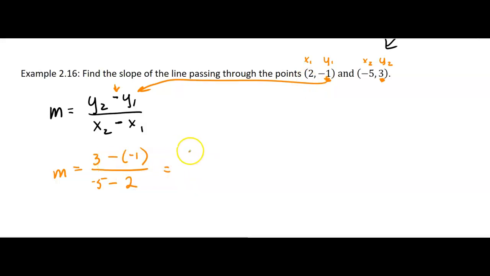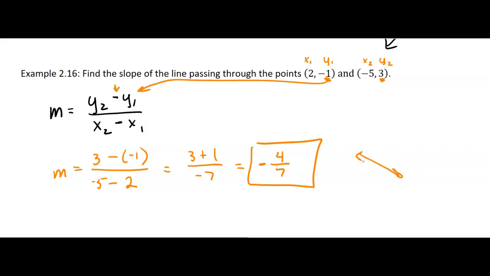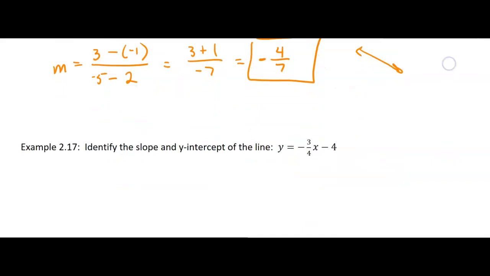And then we're going to calculate this. I'm going to get 3 plus 1 over negative 7, or 4 over negative 7. I would just put the negative out to the side and say the slope is negative 4 over 7. So it means the line's going downhill because it's got a negative slope. But you could graph these points and you could see that. Okay, so there's the slope.